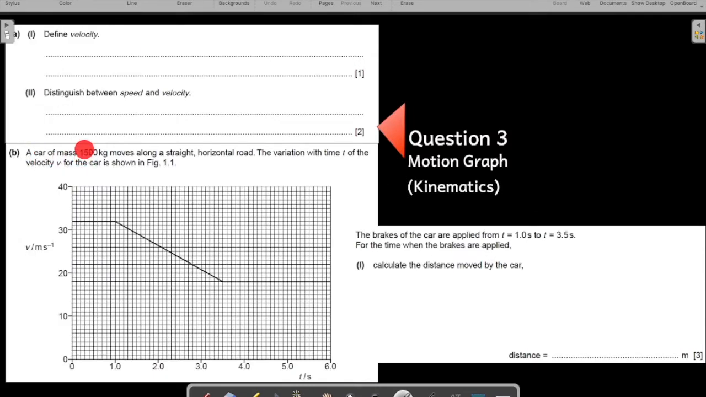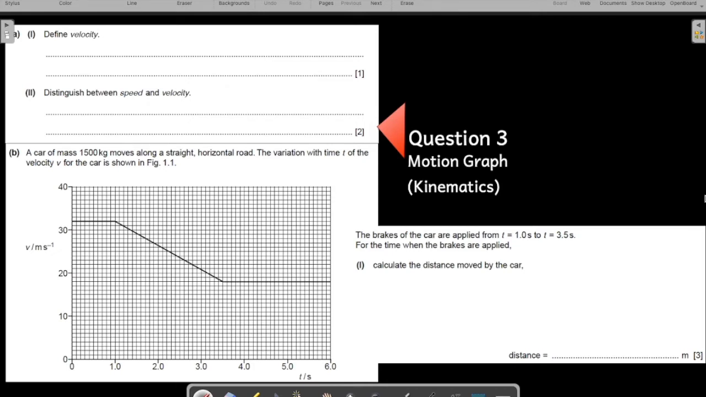A car of mass, now the mass is given to you, 1500 kgs moves along a straight horizontal road. The variation with the time t of the velocity of the car is shown in this figure. So what kind of a graph is it? It is a velocity time graph. The brakes of the car are applied from t equal to 1 seconds to t equal to 3.5 seconds. So let us mark these 2 points and understand where this is happening.